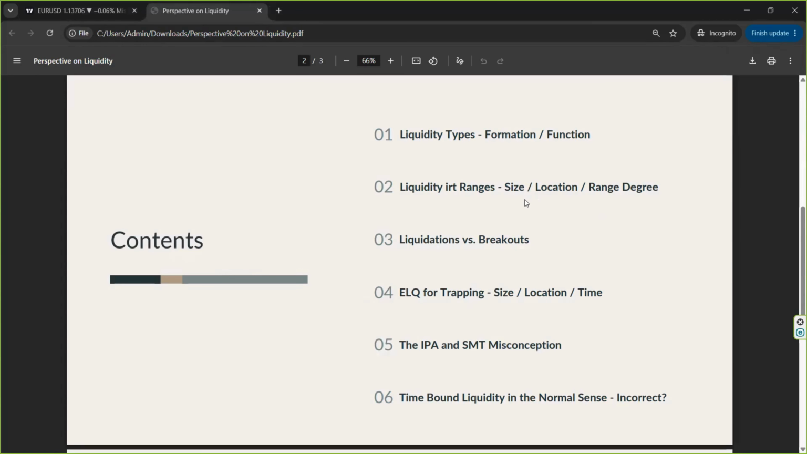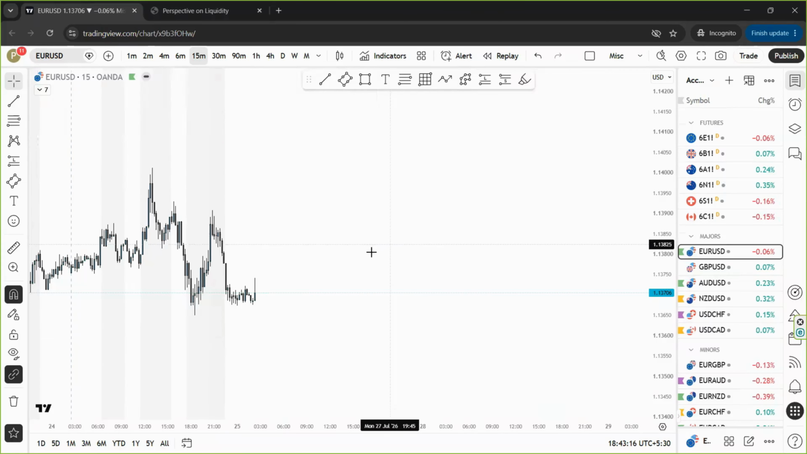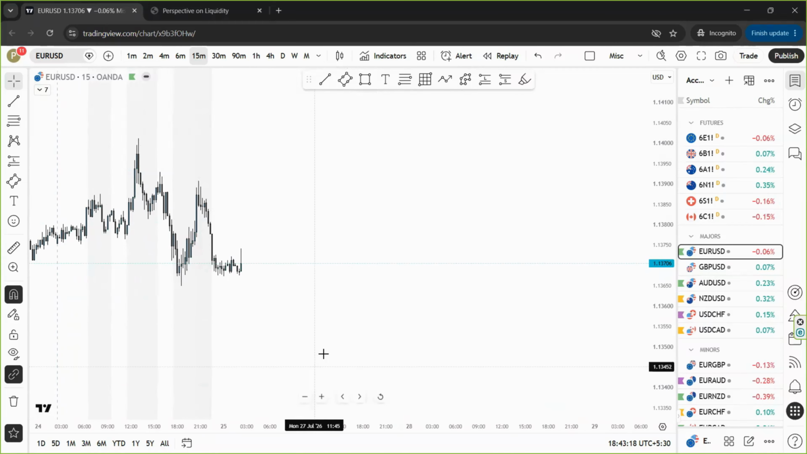And then we have to consider liquidity in relation to ranges. So basically what we are trying to do here is combine our understanding on how liquidity is relevant within a particular range. And here we have three factors which can be used, which is size, location, and range degree. And first we'll focus on range degree. So this is mostly applicable for structural liquidity. And it is basically this. Assume you have a range.